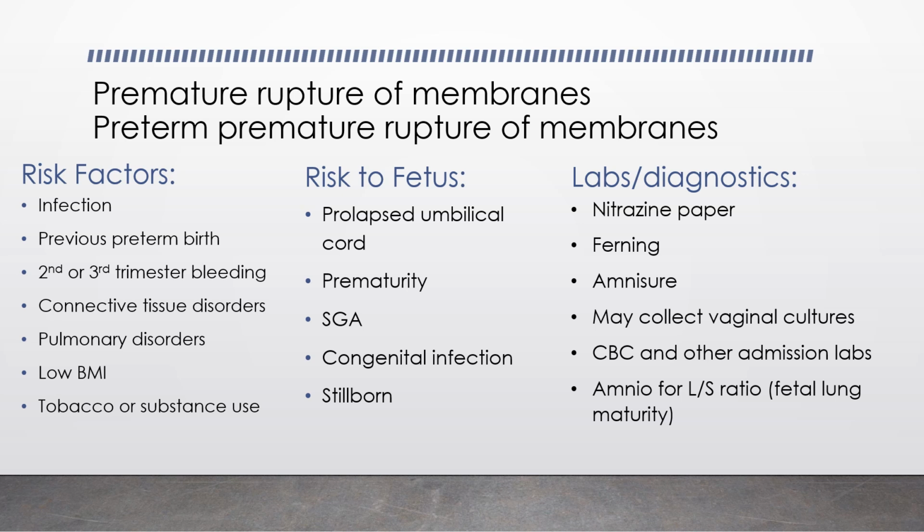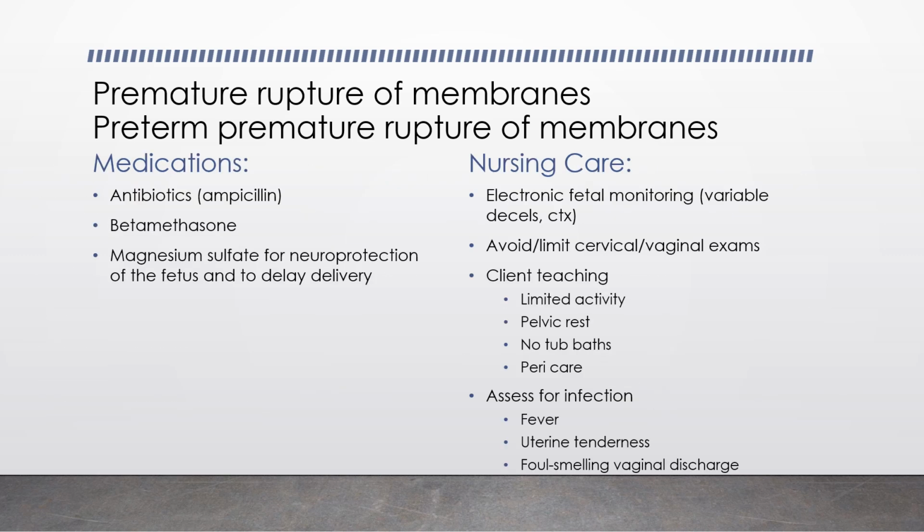Worth mentioning here, that last bullet point, an amniocentesis for an LS ratio, and that's just a measure of fetal lung maturity. Just something to note, it could appear on your NCLEX. I'm not going to test on that.